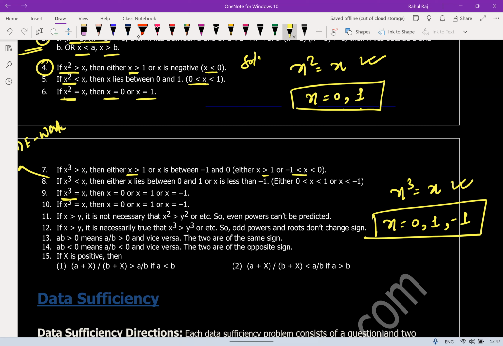So do not blindly start solving it by bringing X on the left hand side. When it's an equal to term, think a bit smartly. When it's greater than 0 or less than 0, then we'll have to solve as to what values of X we should be taking. That's it.